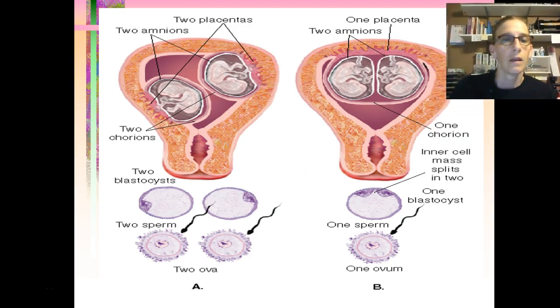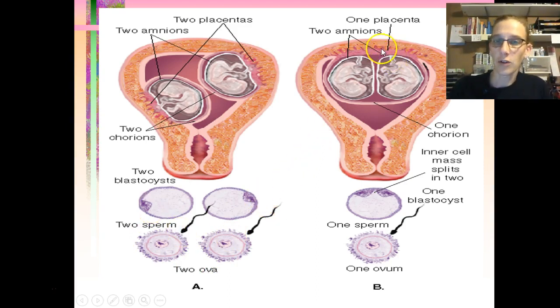Okay. This is what I was trying to show you with my lovely picture earlier. These babies are fraternals: 2 amnions, 2 chorions. They each have their own separate placentas and separate cords. This came from 2 ova with 2 sperm that cause 2 blastocysts.